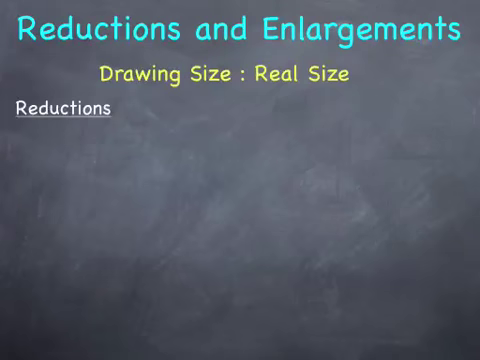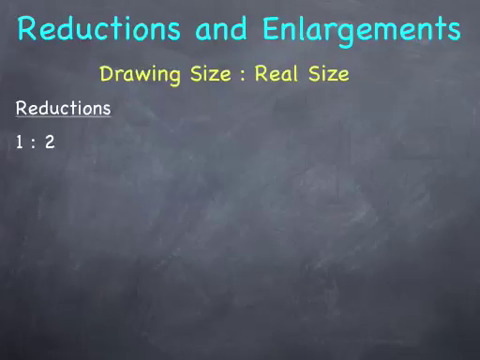Let's look at reductions firstly. Reductions are the most common type of scale drawing or scale map that you will use, because what we're doing is reducing the real life size and scaling it right down so it fits on a piece of paper. So we usually deal in reductions when we look at scale maps.